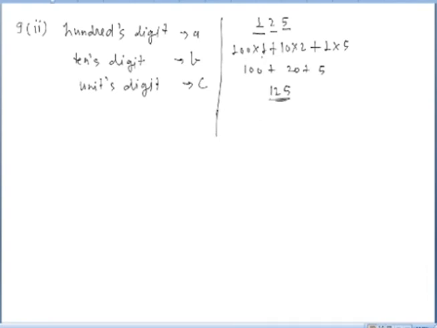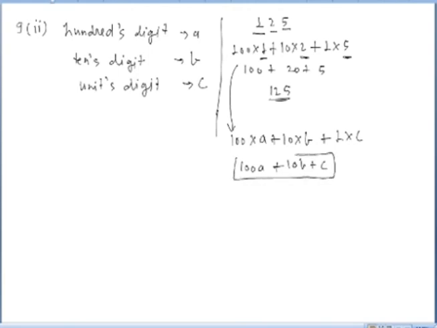So here we have hundreds is A, tens is B, and units is C. So just here 100 into A plus 10 into B plus 1 into C. So this is 100A plus 10B plus C. So in this way we have to write a three digit number.